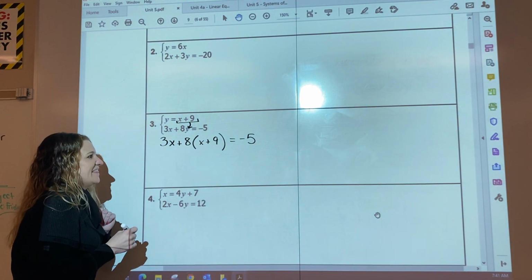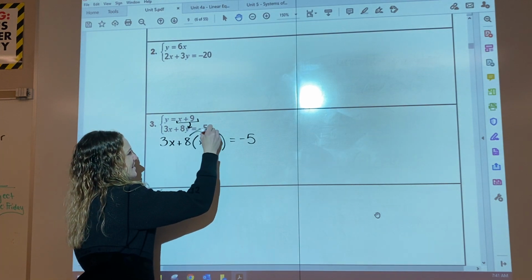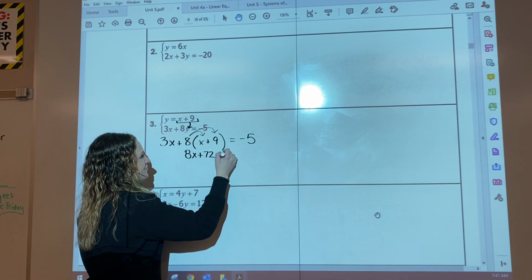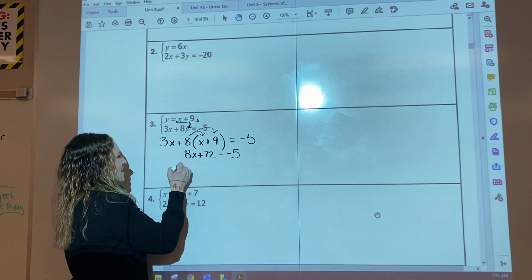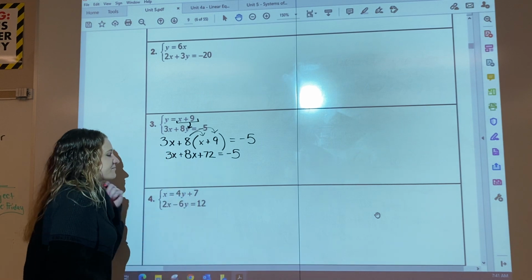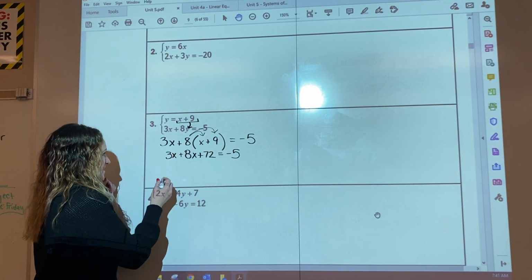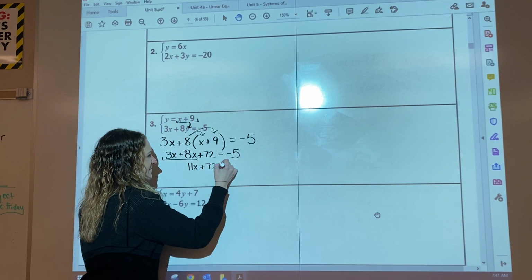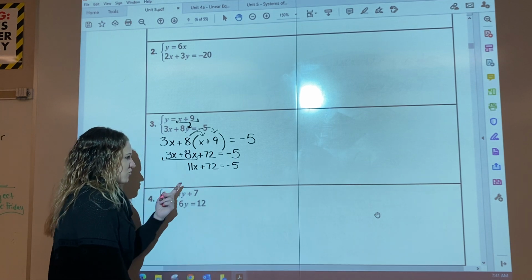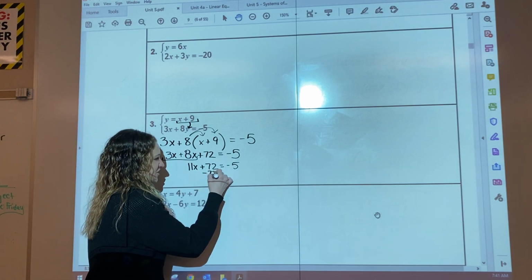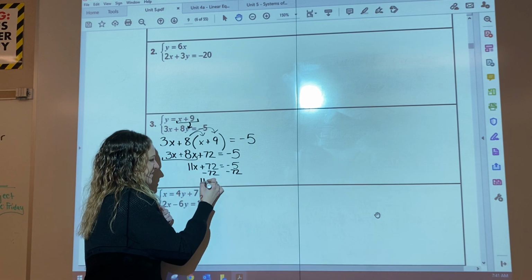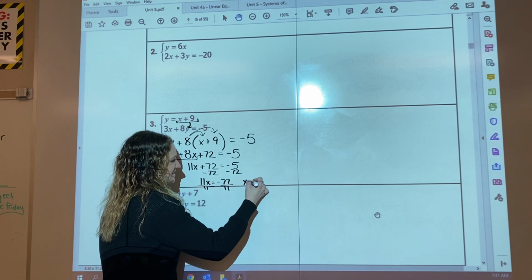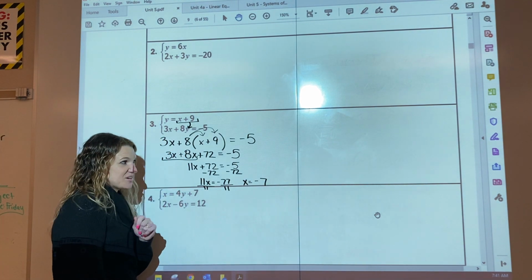All right, let's distribute. 8 times x gives me 8x. 8 times 9 gives me 72. I'm going to bring down my 3x here. We have some like terms. 3x and 8x give me 11x. I'll bring down everything else. I want to get this x by itself, so I'm going to have to subtract 72 on both sides. 11x equals -77. So when I divide by 11, x is going to equal -7. That's half my answer.